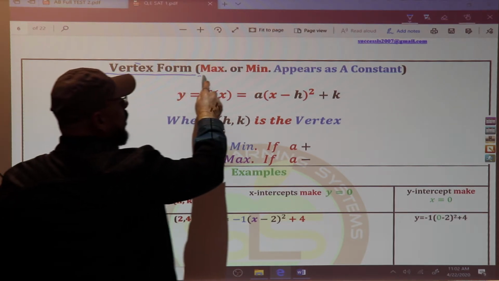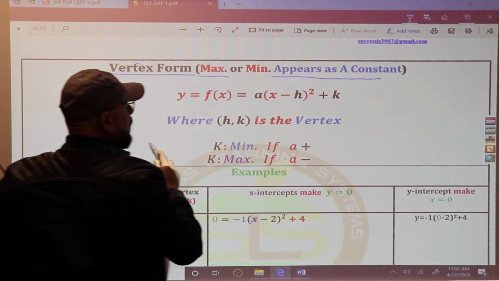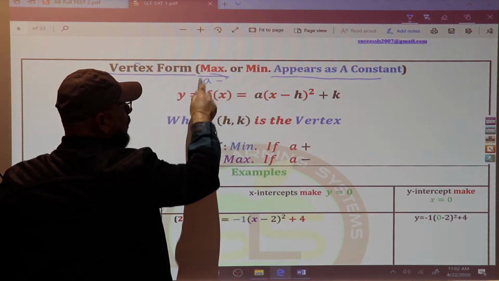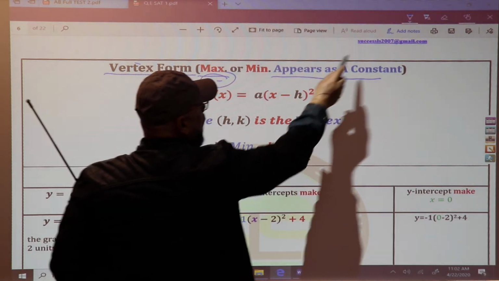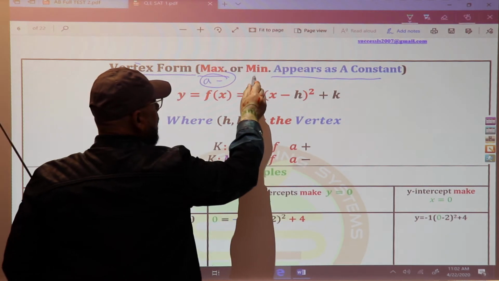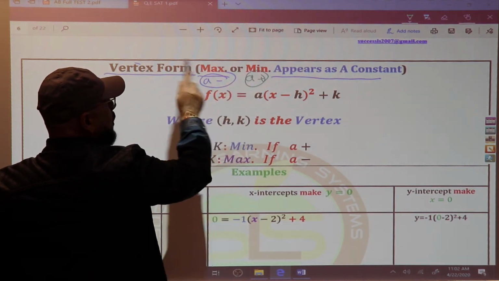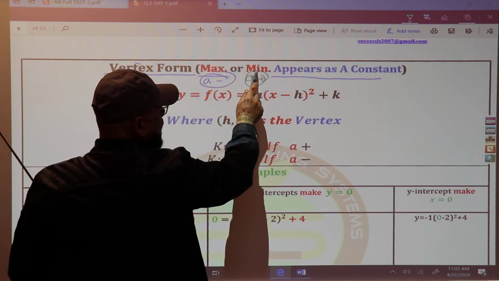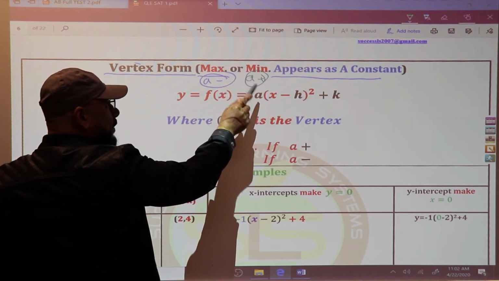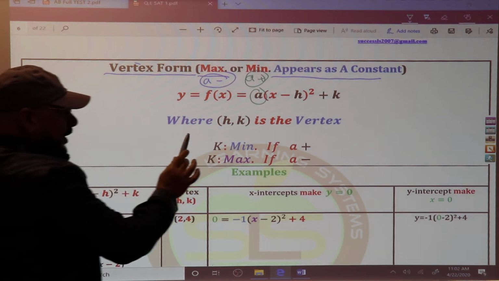Sometimes he will ask which one represents the maximum appears as constant. And you remember the maximum comes when A is negative, and the minimum comes when A is positive. Then, for the form where the minimum appears as constant, it must be A positive. Good. We need to discuss everything here.